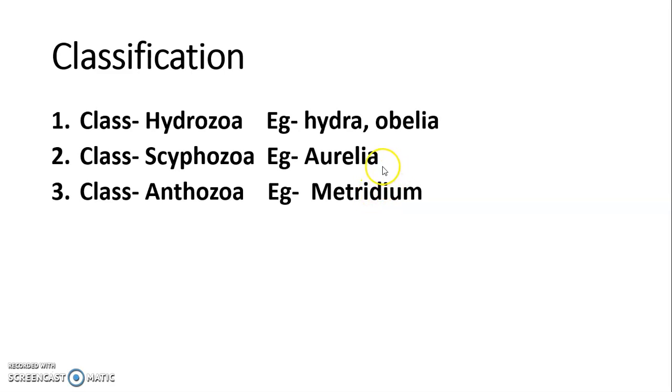This is the classification. You have to write the 2 to 3 characters of each class. This is for your homework. You have to write characters of this class. This is about the classification. The Coelenterate is classified under the 3 classes: Hydrozoa, Scyphozoa, Anthozoa. These are the examples.